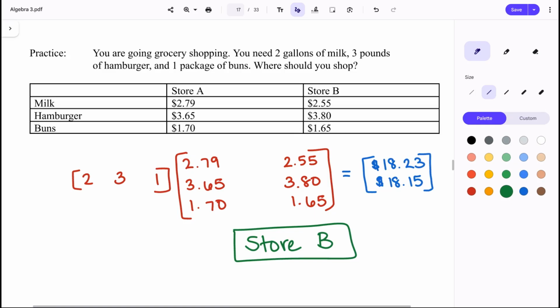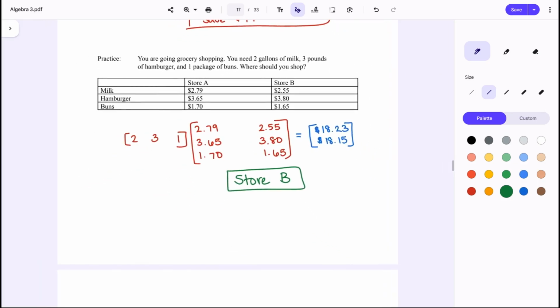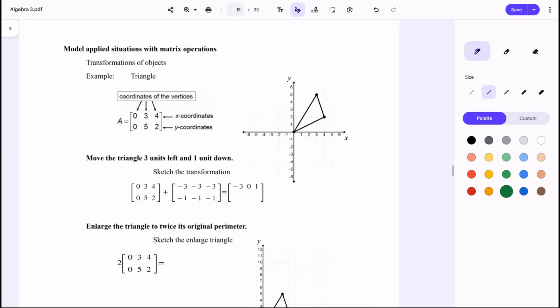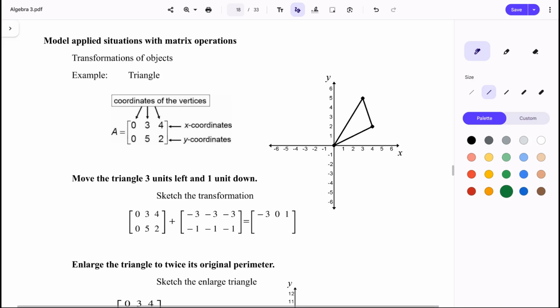All right, if you guys go to the last couple pages here, these last few are talking about how we can look at a shape that's on a coordinate plane and use matrices to help us perform transformations. Remember, transformations is just when we're moving shapes around or we're dilating or shrinking the shape. So we're making it bigger or we're making it smaller.